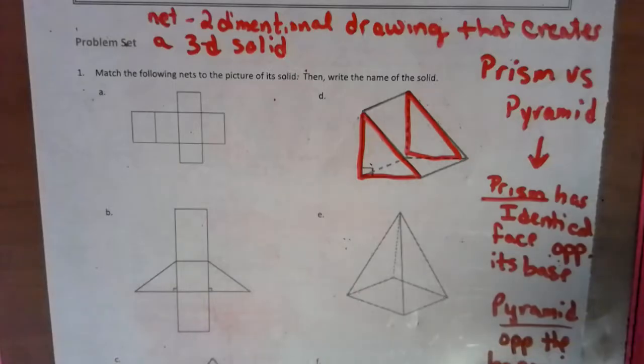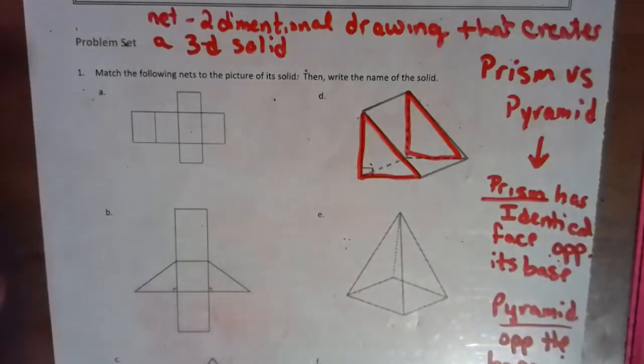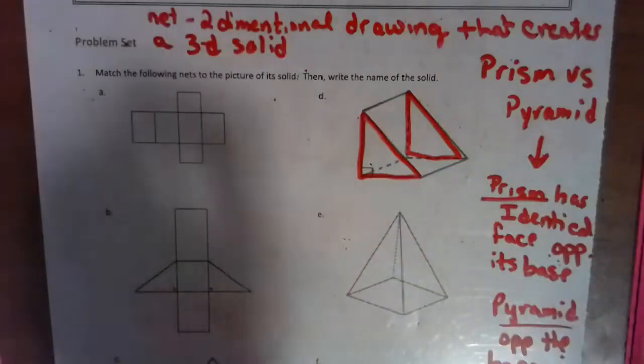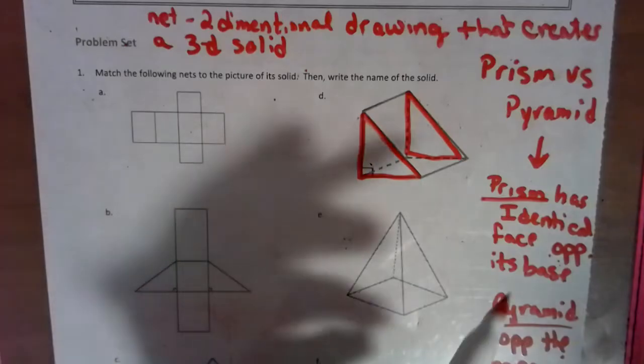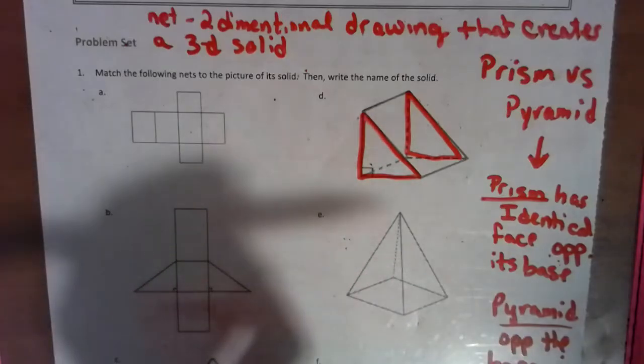And today we're going to be looking at the net drawings and going from a two-dimensional shape to the three-dimensional, and prism versus pyramid. So the stuff that I have listed on the side, I do want you to write, even though you don't actually see me writing it.